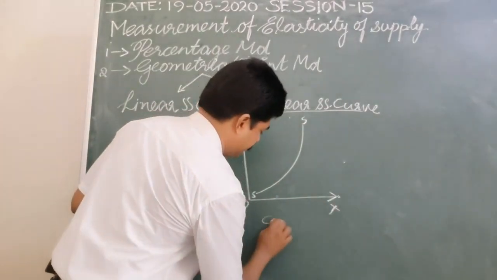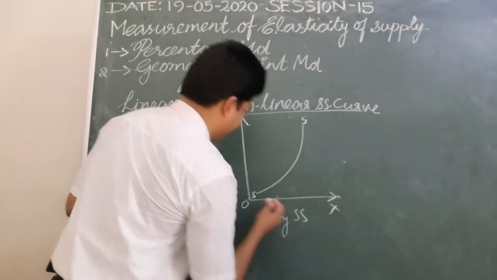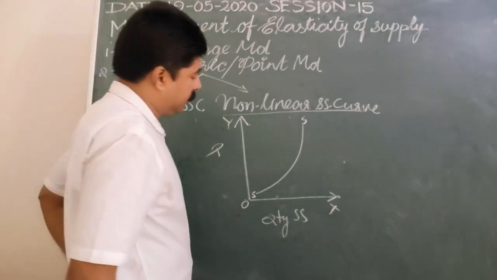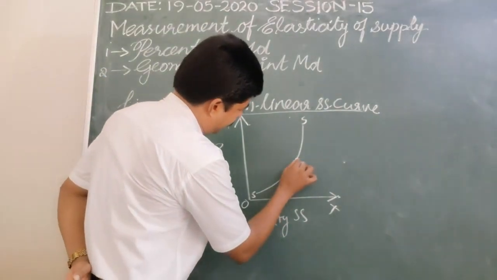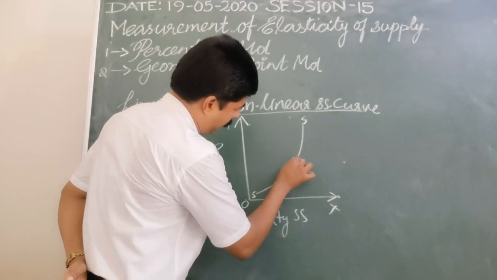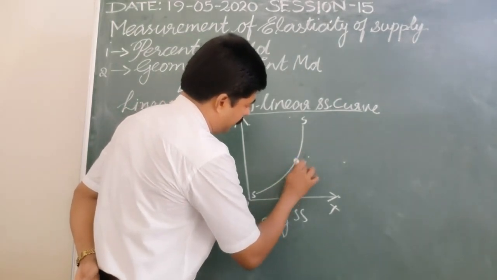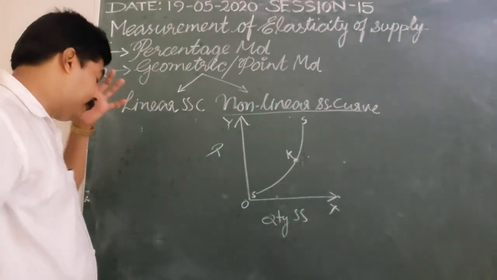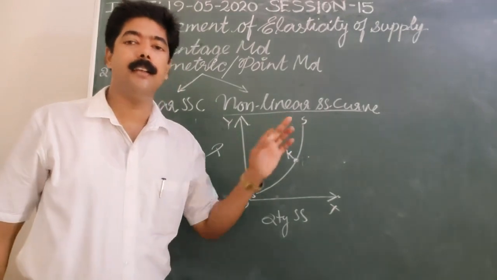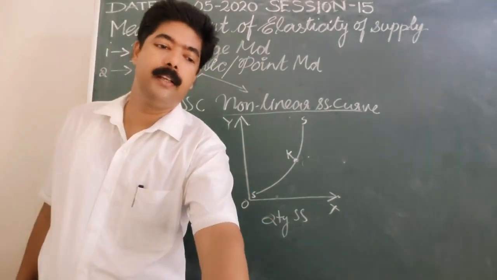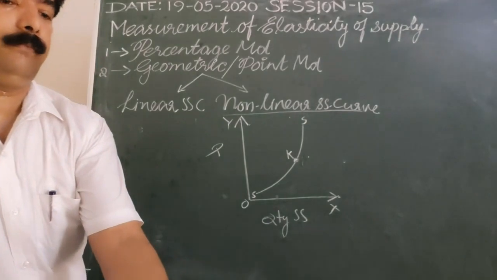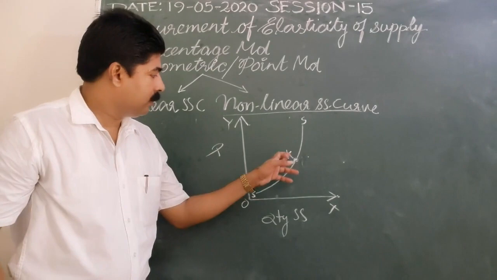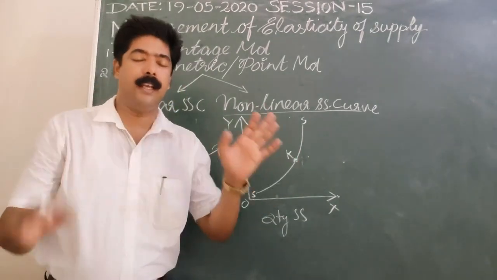OY, OX. Quantity supplied and price. Now you need to calculate the price elasticity of supply at this point K. I have given a point K. So this is the point K on the supply curve. On which supply curve? On the non-linear supply curve. On the non-linear supply curve, at point K, you need to calculate the price elasticity of supply.